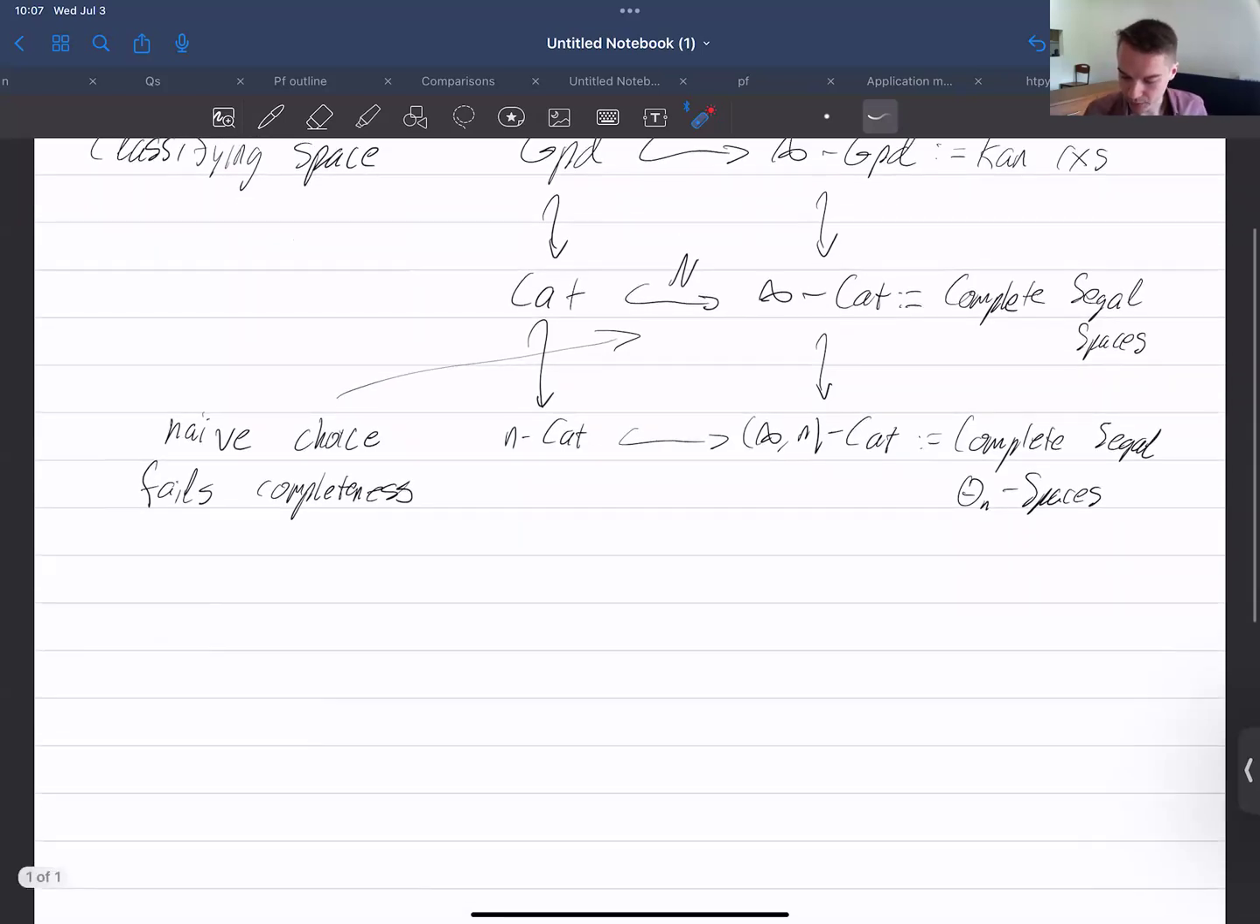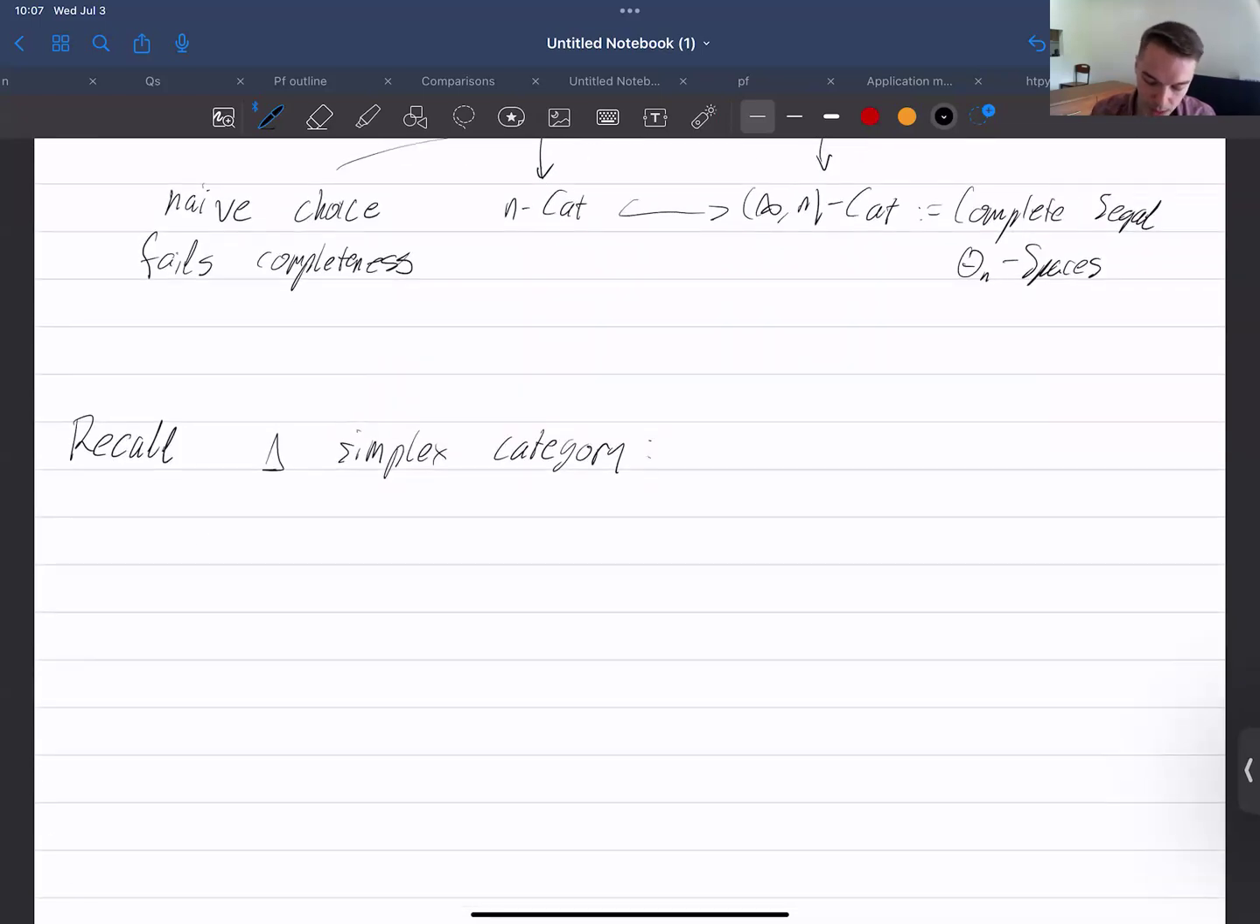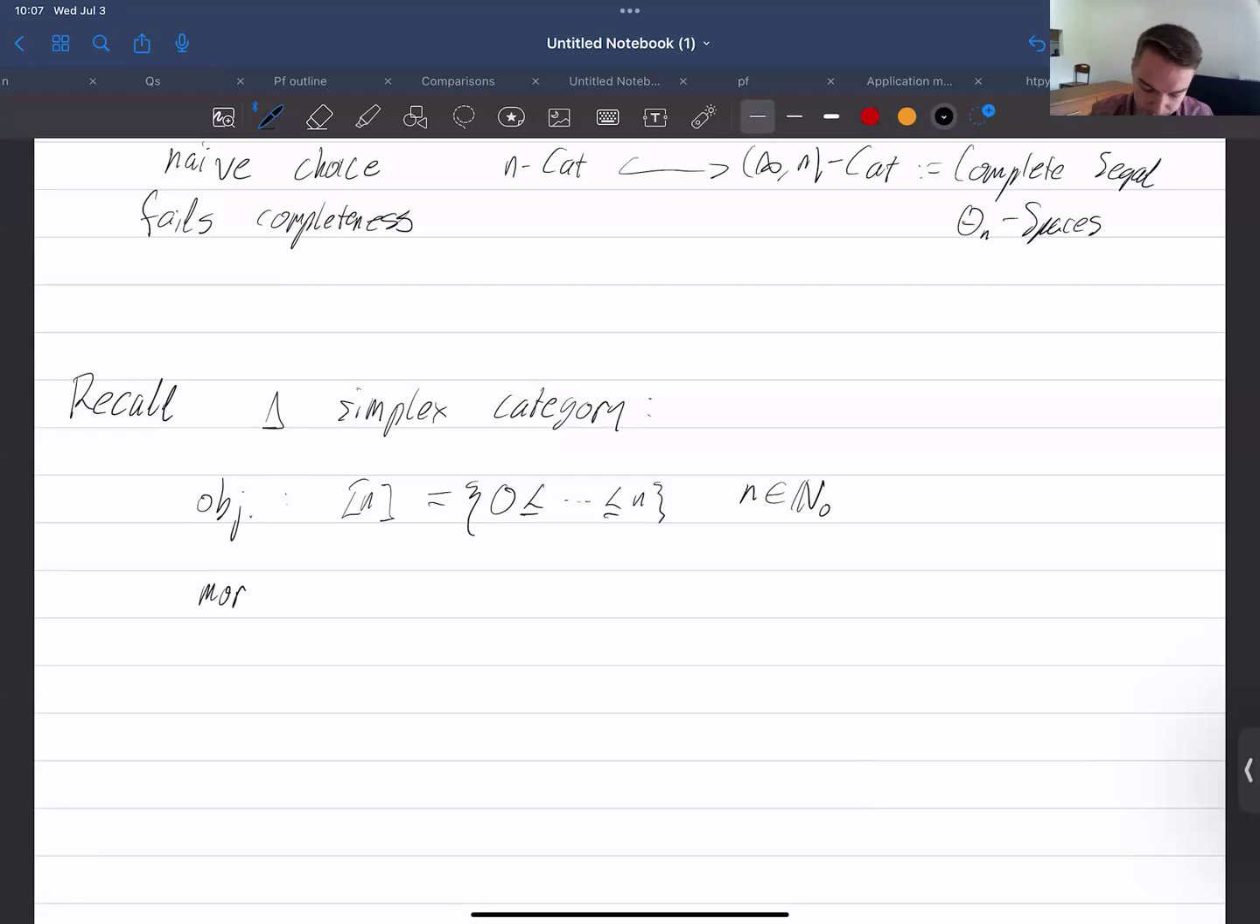Okay, so then let's recall what complete Segal spaces are. So first, Delta is going to be the simplex category. This has objects given by non-negative integers, where n corresponds to the poset of integers from 0 to n. And then morphisms in this category are order preserving functions between these posets.